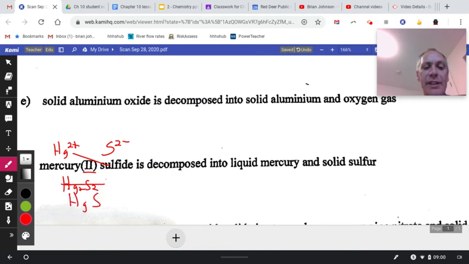Okay, it doesn't give us the state, it just says it's decomposed. So does it say anything in here about it being a solution or being dissolved in water? No, it just says mercury 2 sulfide. So what would be the state of an ionic compound if it's not in solution? Solid, liquid, or gas? Every ionic compound is a solid. It's decomposing into liquid mercury, which is not diatomic, and solid sulfur.